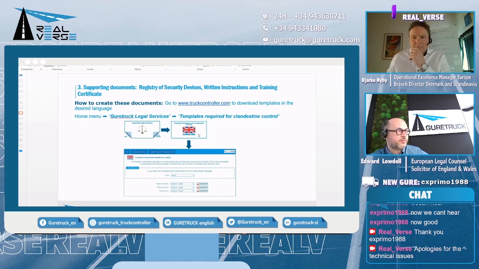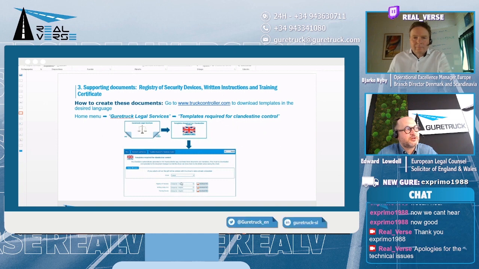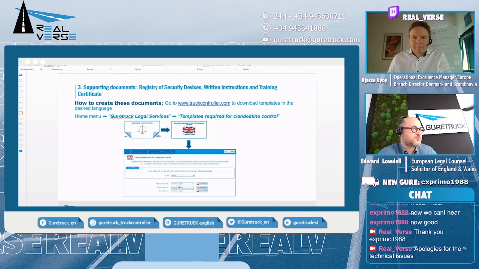This will open a pop-up window whereby we can select a driver, and then we can choose which of the three supporting documents we want: the register of security devices, the written instructions, the training certificate. We can choose languages for the documents. They can be just in English or they can be dual language. Here we've got quite a few languages available. We click to download the PDF, and we need to fill out the document. Here it's important to remember that we're inside truckcontroller.com, and later they will be available in the app.